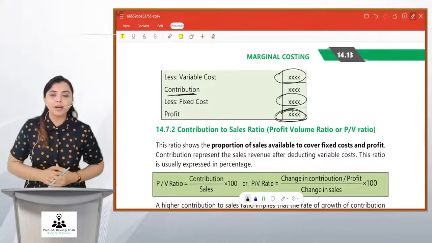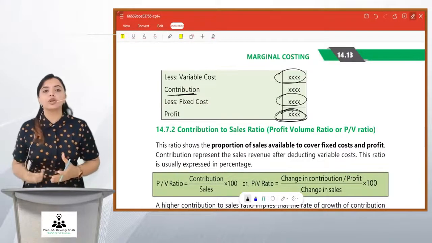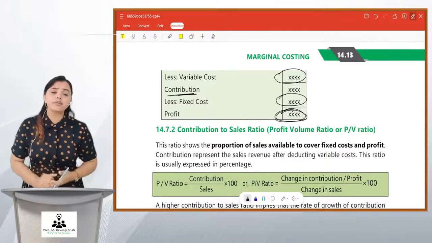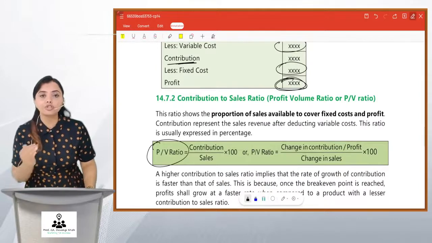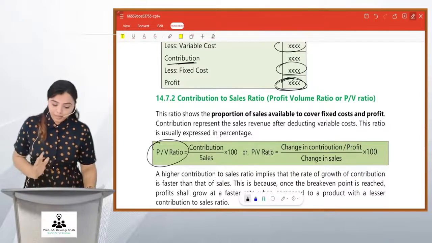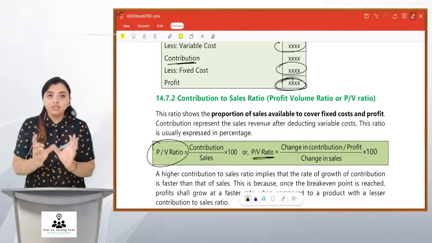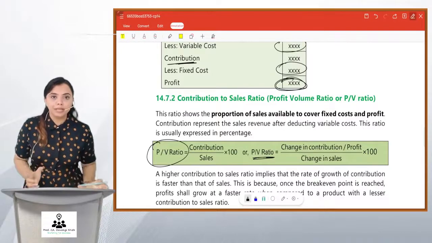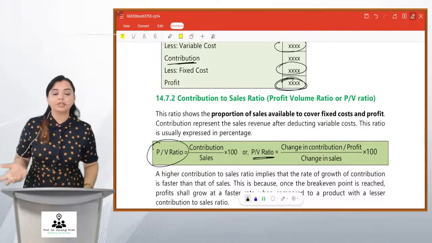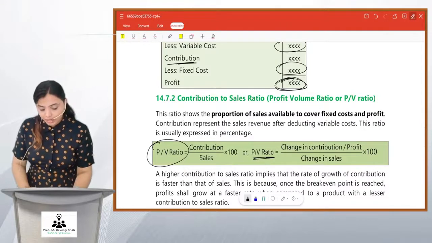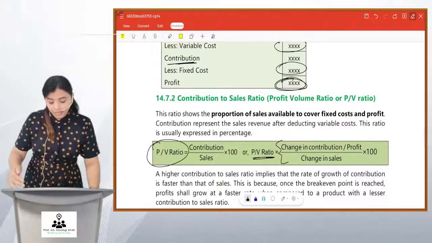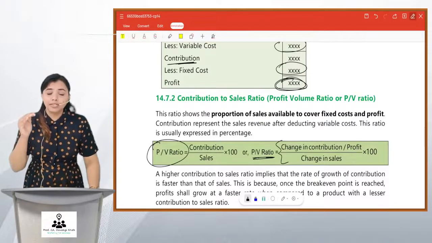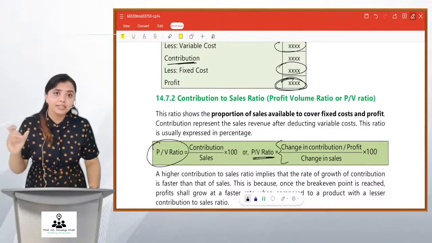Suppose if I want to know my contribution percentage, what percentage contribution I earn, that percentage contribution is nothing but, friends, PV ratio. It is nothing but contribution upon sales into 100. Or if there are two data given for two periods, like week 1, week 2, month 1, month 2, in that case, you can use this formula as well. It will be change in profit divided by change in sales into 100.